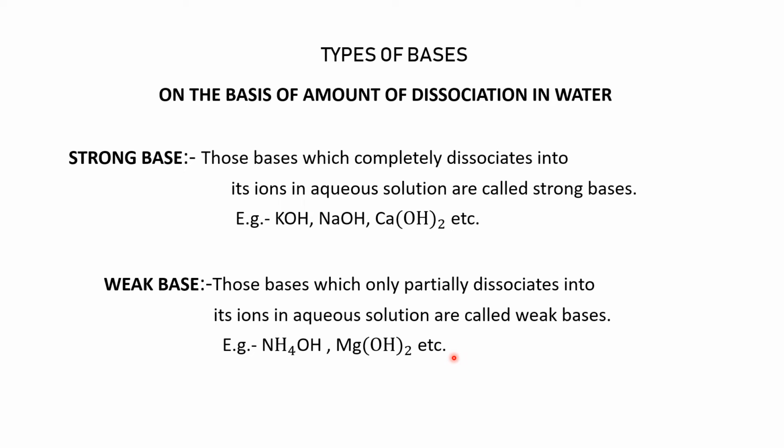Why are they called weak bases? Because, suppose let us take 100 of these molecules. Out of these 100 molecules, say 95 will remain undissociated, whereas 5 to 10 molecules may dissociate, and that's why they are known as weak bases.